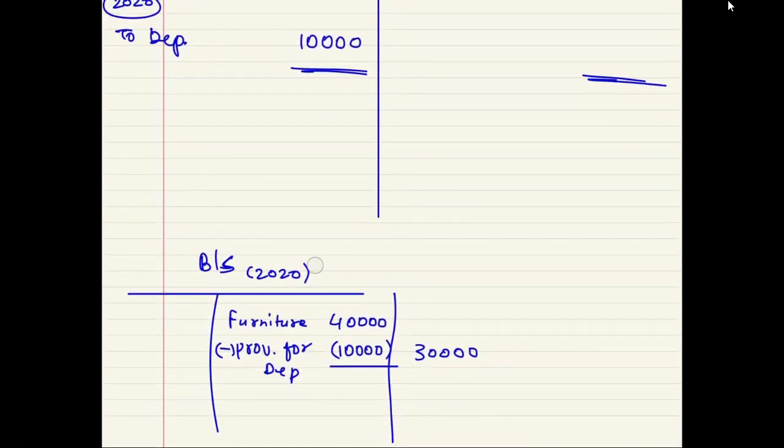If I go to my balance sheet here, the year would now be 2021. Furniture will be at 40,000 only. But now the provision for depreciation account would be 20,000 instead of 10,000, and my overall balance would be 40 minus 20. In the amount column, it would be 20,000 in 2021. Okay, so everything is the same. The whole concept is the same, but what we are doing is accumulating my depreciation into the provision for depreciation account. Am I clear, everyone?